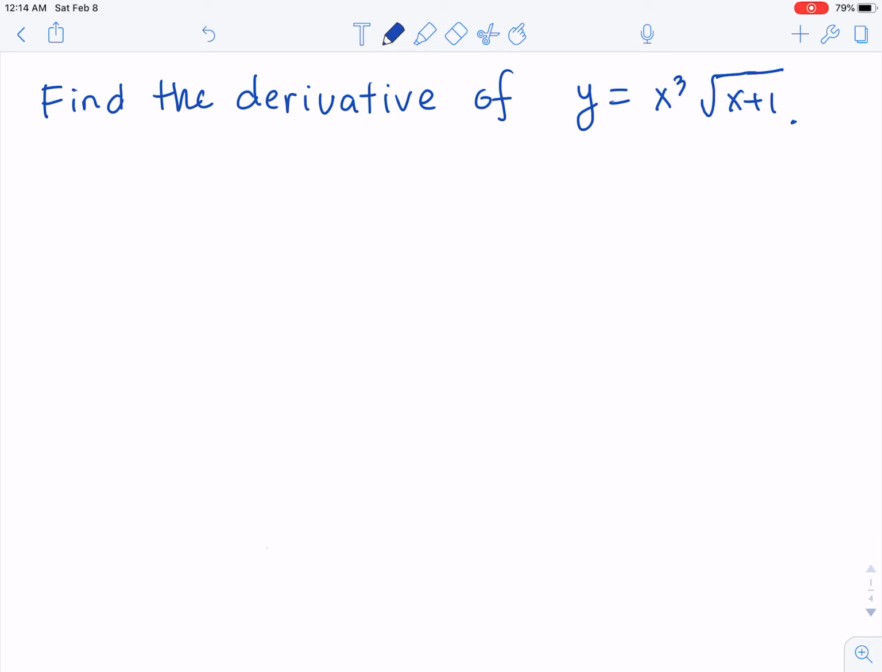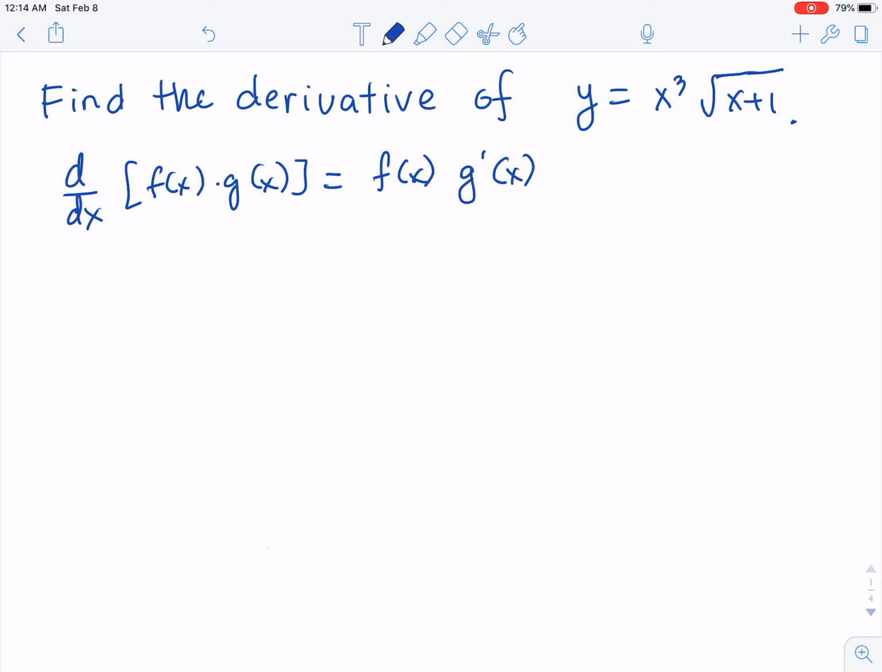And recall that the product rule, pag meron kang dalawang functions na f of x and g of x, if we get the derivative of the product of two functions f of x and g of x, this is equal to f of x times the derivative of g of x plus g of x times the derivative of f of x.